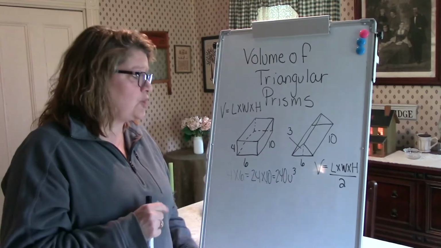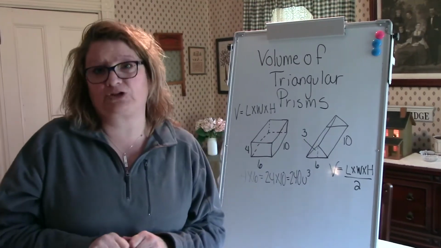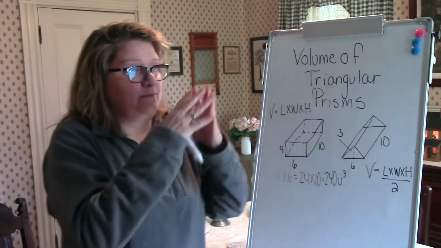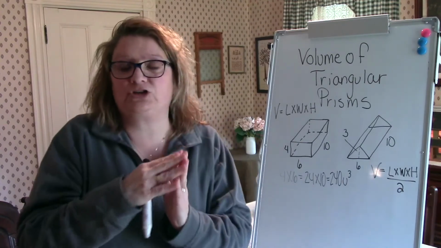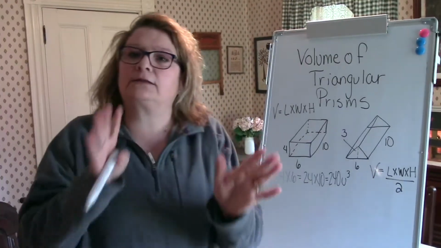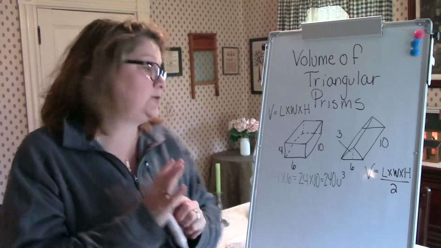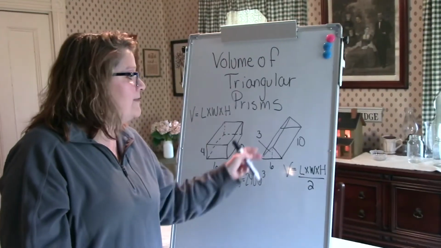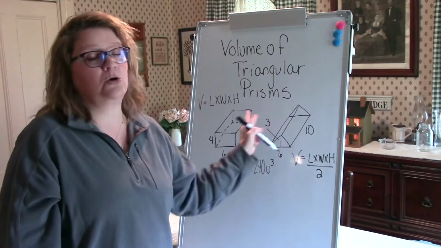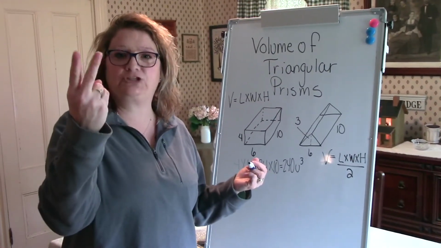The video that we showed you, along with my video, talks about finding the base measurement, okay, and taking that measurement and dividing it by 2 and then multiplying that times the height. I think it can get a little confusing personally, and I think the easiest way to find the volume of a triangular prism is to find the measurements, the length, the width, and the height of the whole triangular prism, take those numbers, multiply them together, and then divide by 2.